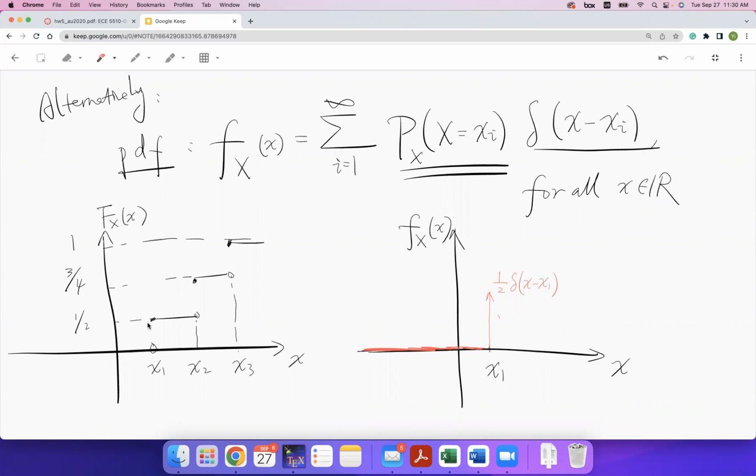Right. And then after that, between x1 and x2, it is still differentiable because it's a continuous horizontal line. So the PDF is given by the derivative. Again, taking the derivative, we get 0.